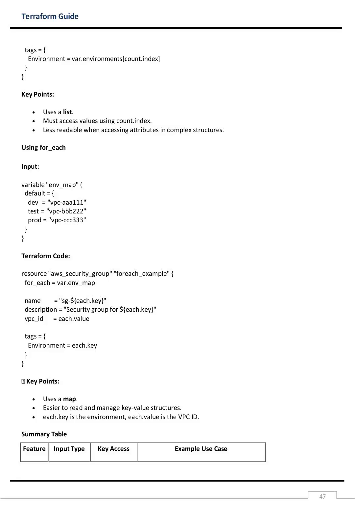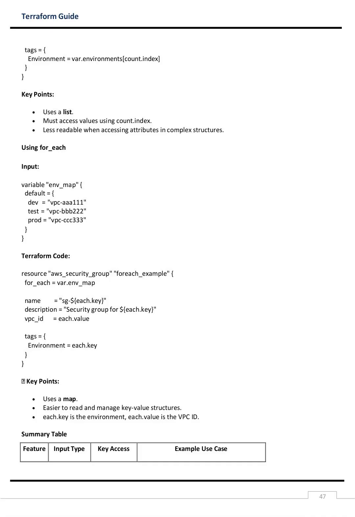You must access values using count.index. It is way less readable when accessing attributes in complex structures. Using for_each, input variable as a map. Terraform code: resource aws_security_group for_each example, description security group for VPC. Tags use each.value. It uses a map, which is easier to read and manage for key value structures. While each.key is the environment, each.value is the VPC ID.